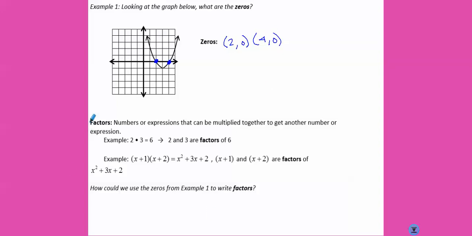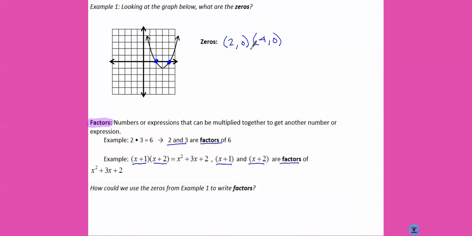Factors are numbers or expressions that can be multiplied together to get another number or expression. So 2 times 3 equals 6, so therefore 2 and 3 are factors of 6. So if you had x plus 1 and x plus 2, if you multiplied those together, you would get x squared plus 3x plus 2. Therefore, x plus 1 and x plus 2 are the factors of x squared plus 3x plus 2.